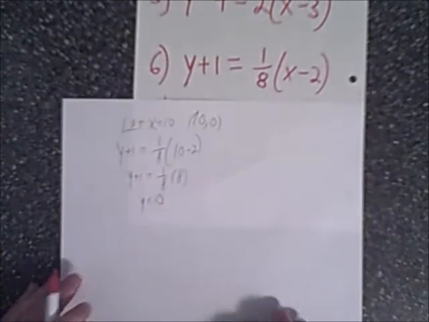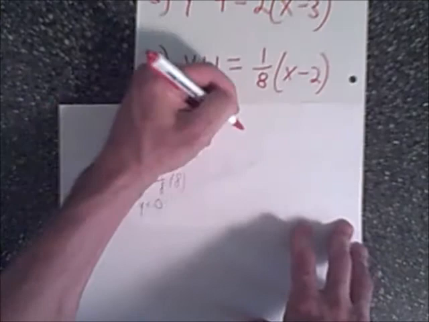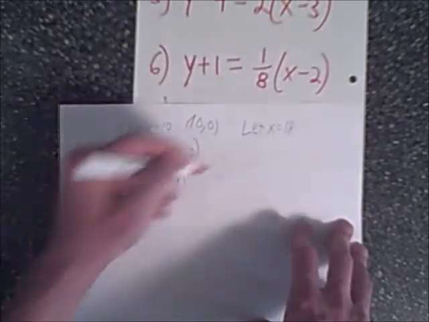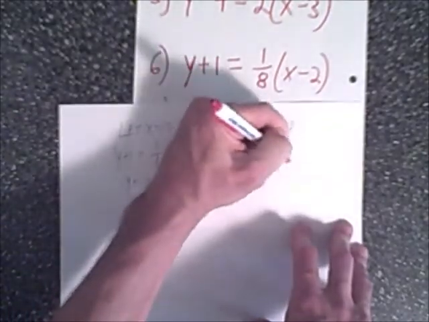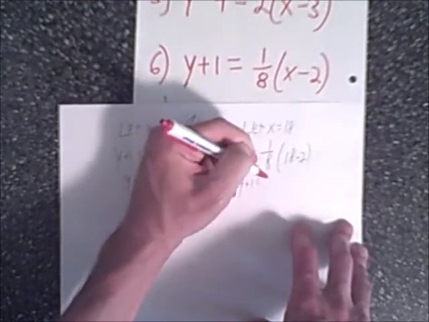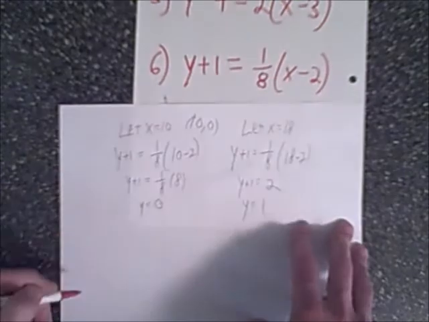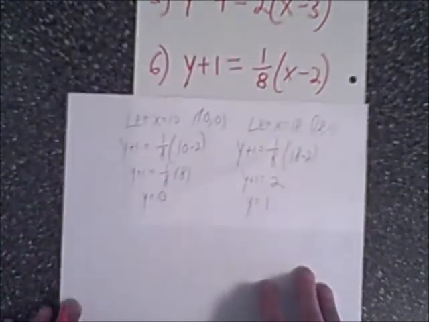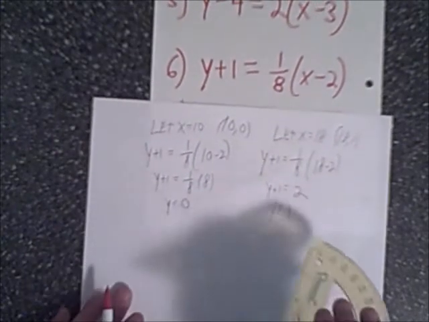And then the second coordinate, let's make a multiple. Let's make this 16. So let x equal 18. Okay? Therefore, y plus 1 equals 1/8 times 18 minus 2. Y plus 1 equals 16 times 1/8, which is 2. So y is equal to 1. So another point will be 18, 1. Okay? And we can pick other points if necessary, but we'll just stop here. You can do some more on your own.